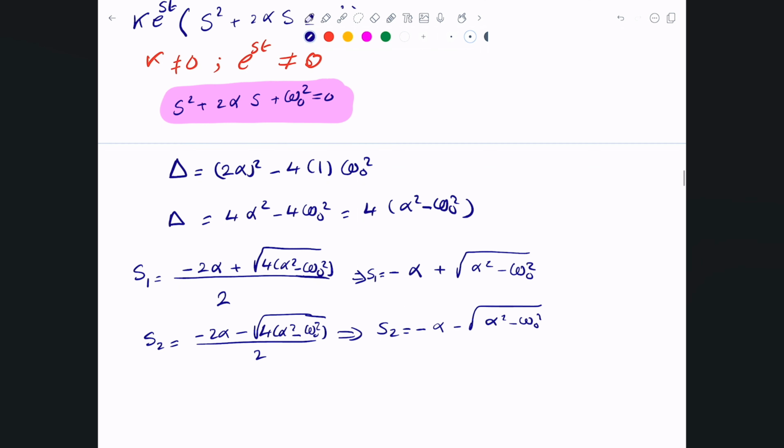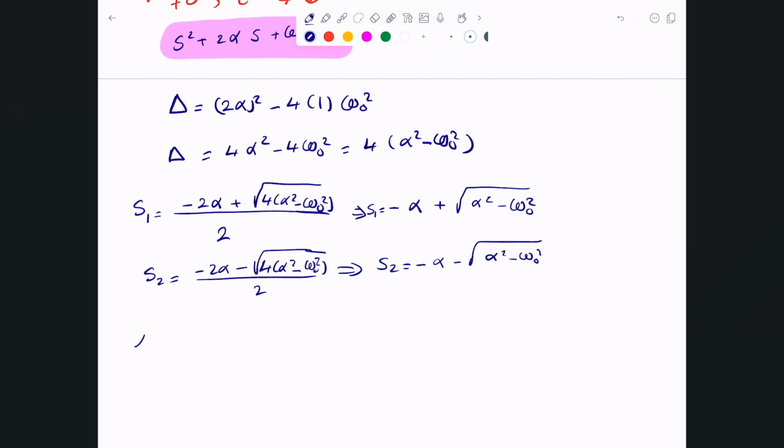All right, so a few definitions of these terms. What do they mean? As it turns out, alpha is what we call the Neper frequency.